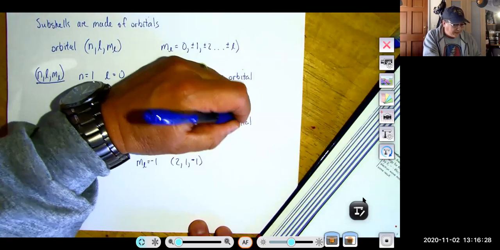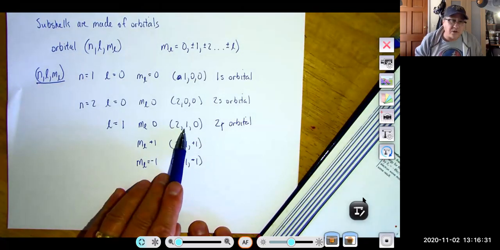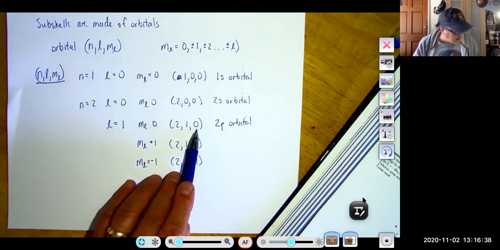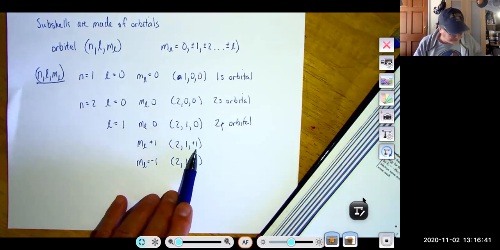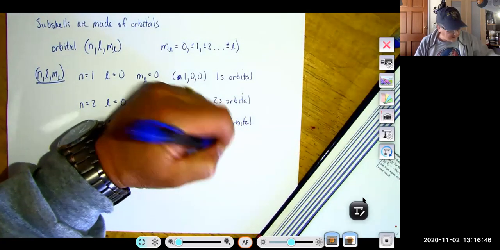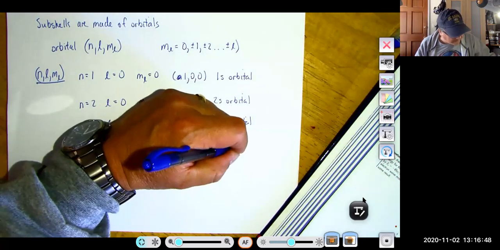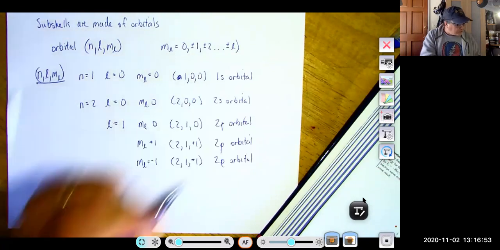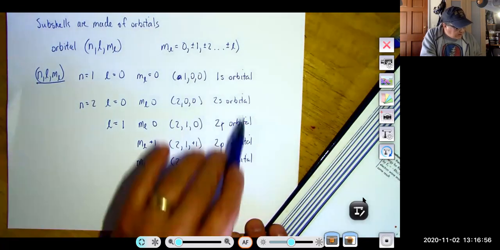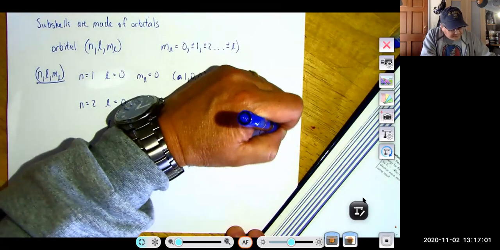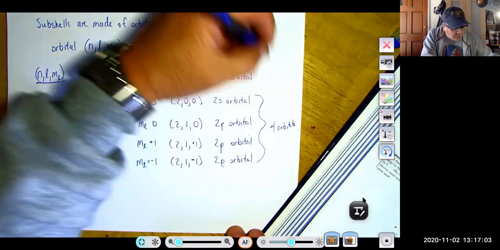How do we know it's a 2p? 2, 1. How do we know we're talking about an orbital? Because it's got this 0 here. That's a specific 2p orbital. Now here, since this number is different on the end, but these two numbers are the same as the ones above, it's still a 2p, but it's a different 2p orbital. So you can see that the second shell has 4 orbitals. The first shell has 1 orbital.